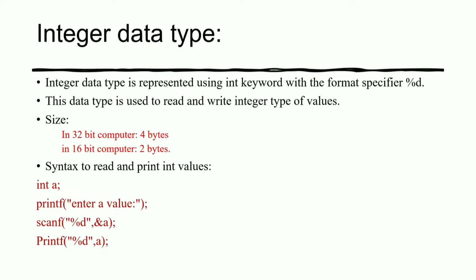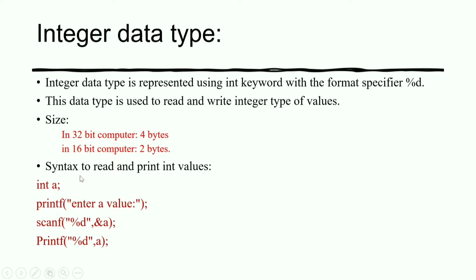Now we'll see the integer data type. This data type is represented by the int keyword and uses %d as a format specifier. This is used to read and write integer type values in the program. In a 32-bit computer, it will occupy 4 bytes. Now, we will have a look at the syntax and how to read and write integer values in C programming.